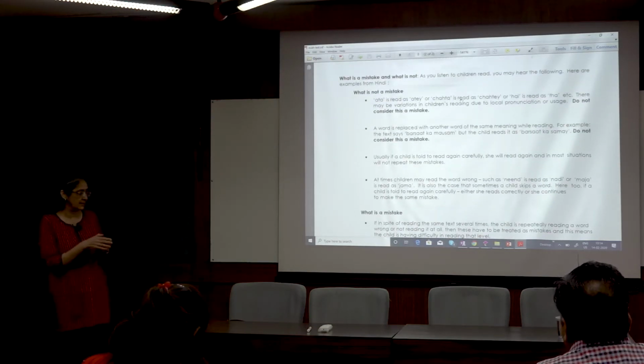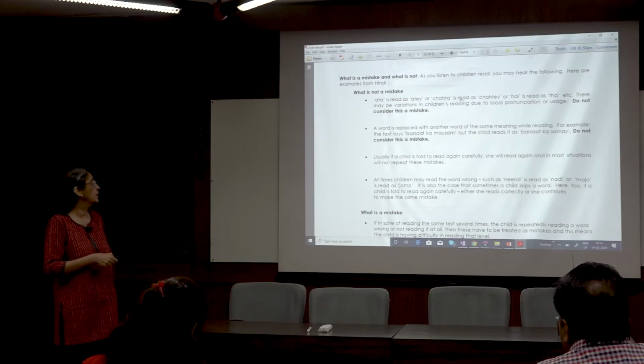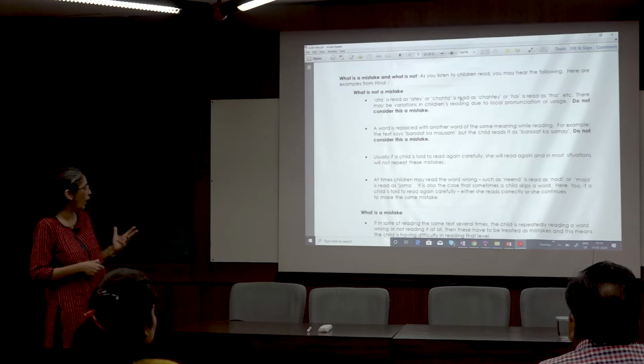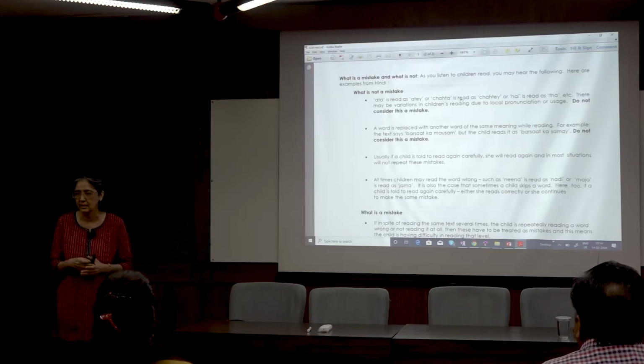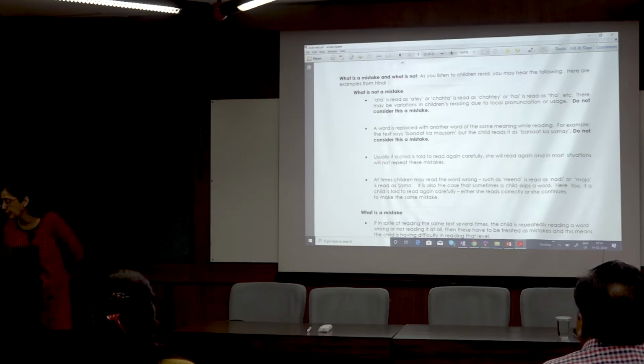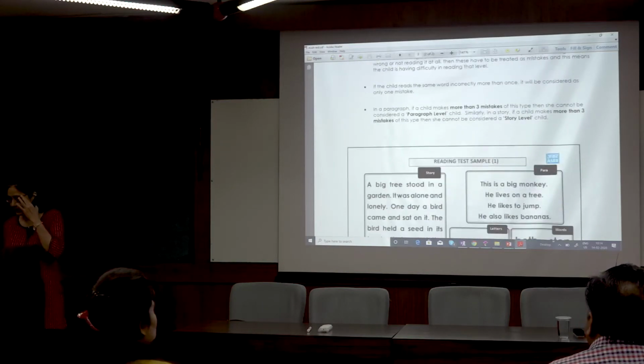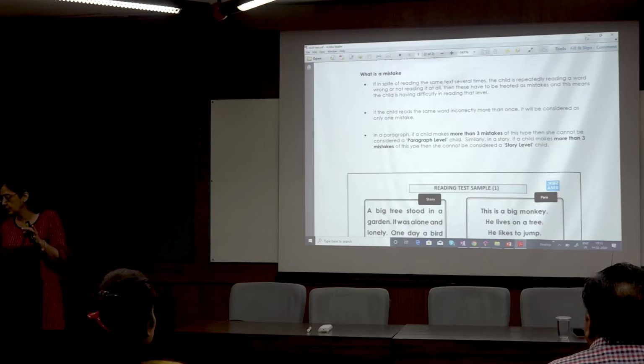Then they tell the volunteer that you can declare a child is at a particular level if they make less than 3 mistakes. Then they tell them what is a mistake, what is not a mistake, and so on. So there are all these rules. The volunteer is listening, applying the rules, and then making a tick against the level of the child, and that is what they are using. Any questions so far?